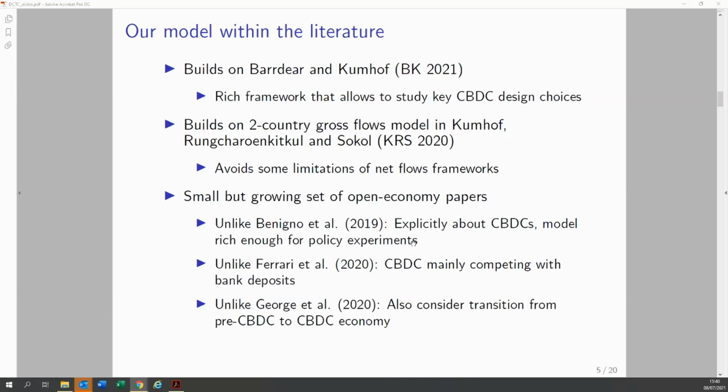The key difference that I would highlight with Massimo's paper that was presented earlier is that our CBDC are mainly competing with bank deposits and not with cash. The other big difference is that Massimo's paper is a net flow model. Ours is a gross flow model. Finally, one important difference relative to the George et al. paper is that we explicitly also consider transitions from pre-CBDC to CBDC economies, as in the Bardier and Kumhof 2021 paper. This is just to give you the context.